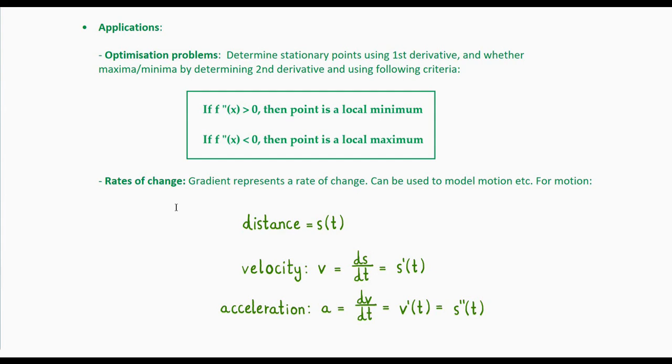And lastly, we look at rates of change, where it works on the principle that the gradient represents a rate of change, mainly of a dependent variable with a change in an independent variable. And this can be used to model motion and other rates of change. For motion, if you can represent the distance traveled as a function of time, then the velocity function would be the derivative of the distance function. And then the acceleration function would be the first derivative of the velocity function or the second derivative of the distance function, both of which are the same thing. And that's everything.